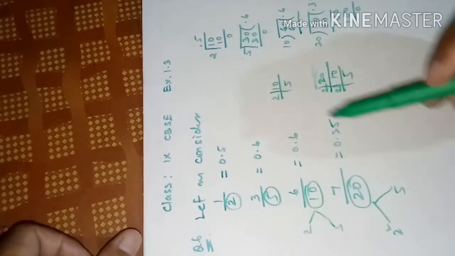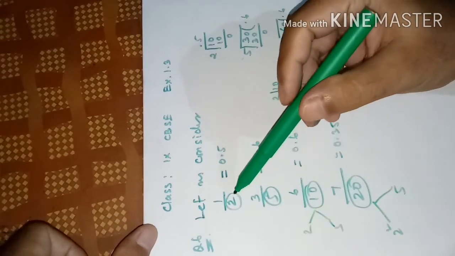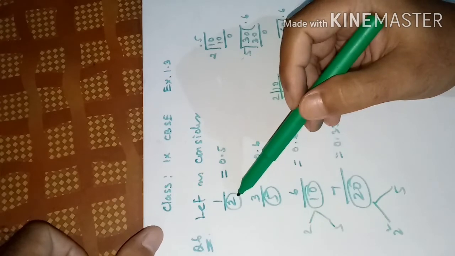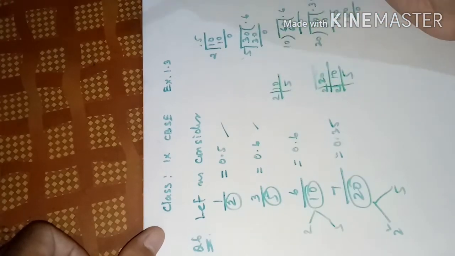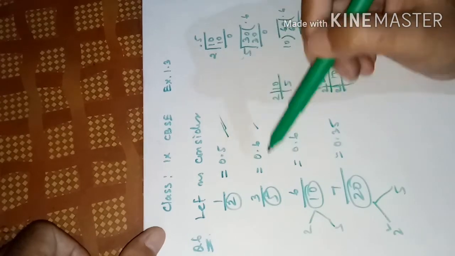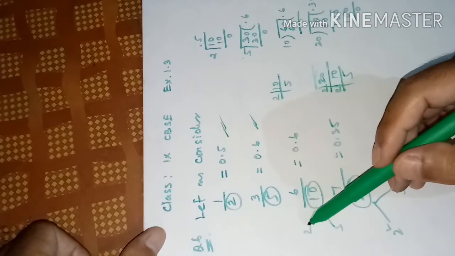So in every example, in the first example the denominator's prime factor is 2. In the second example, the denominator's prime factor is 5. Both are terminating. If the prime factor is only 2, terminating. If the prime factor is only 5, terminating. If the denominator's prime factors are both 2 and 5, also terminating.